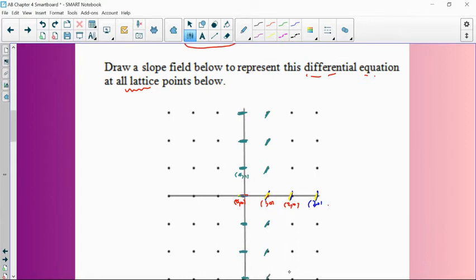This next column would have a slope of 4. So I'm going to mimic, okay, this is a slope of 2. So a little steeper, a slope of 4. A little steeper, a slope of 4. A little steeper, a slope of 4. And it's not perfect. It's just a trend or a direction.